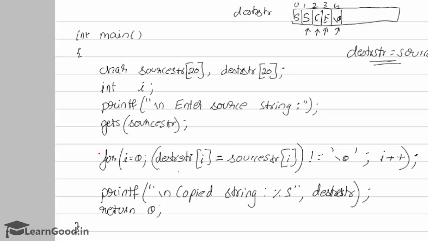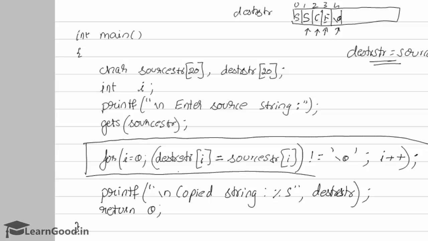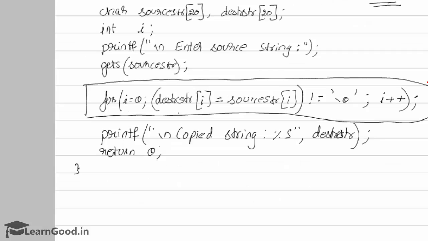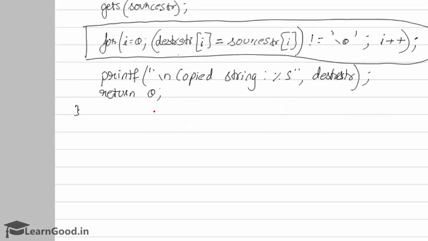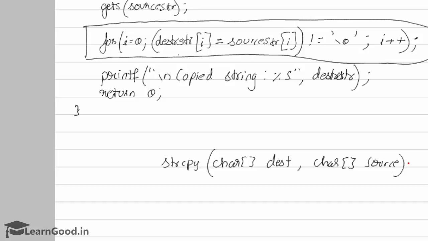Fine. We have written code for copying character by character. Instead of doing that, you can use a library function. There is a library function to copy a string from one string variable to another string. The library function name is strcpy. The syntax is: you have to give a character array, that is the destination string, first, and then the character array which is the source. So first you need to give the destination and then the source.